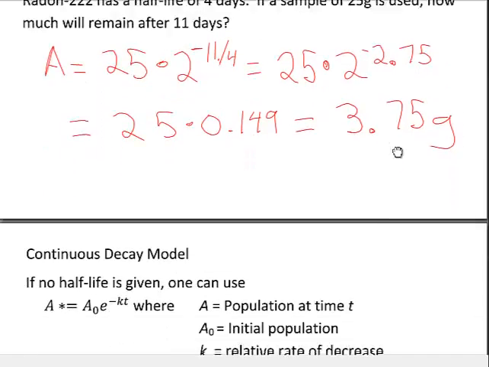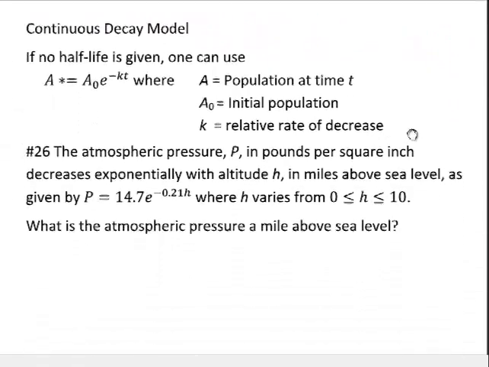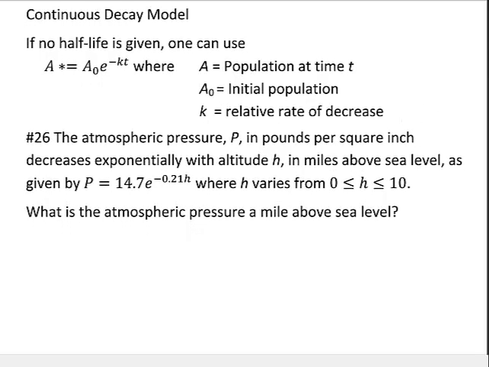So let's go down to one last type of model, excuse me. That is continuous decay. So now again, it's just the same sort of thing, except now we're given a relative rate of decrease. So in other words, a continuous rate of decrease. So here's the example. The atmospheric pressure P in pounds per square inch decreases exponentially with altitude h in miles above sea level, as given by this. So notice, we don't have to do any plugging in. They've already done everything for us.